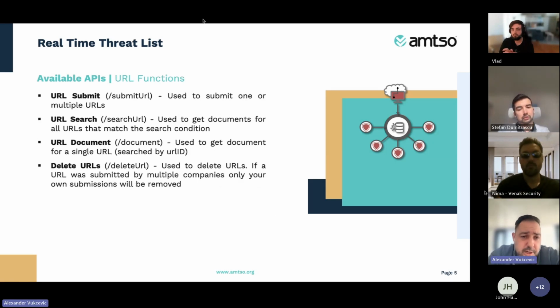Then we have a new functionality for URLs. You can do basically similar things. You can submit your URLs and search for URLs. The metadata gives more context on these URLs in RTTL, plus you can also make a deletion request for a URL that you may have accidentally uploaded.